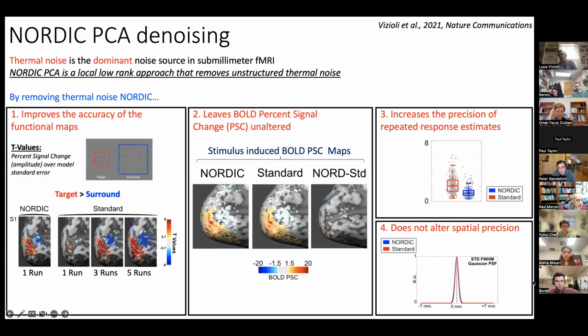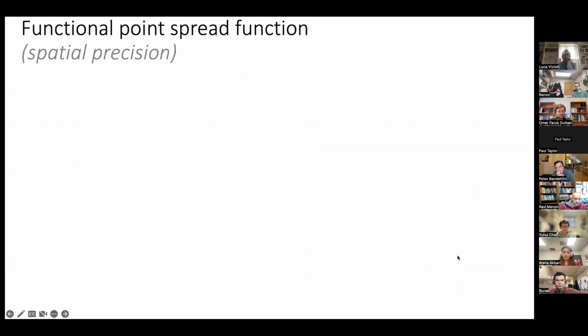And the last point, which to us is one of the most important points, we wanted to make sure that Nordic does not alter the functional precision of our maps. Obviously, we're literally jumping through hoops to get higher and higher spatial resolution data. And if we had to trade these gains in resolution to deal with thermal noise, we'd be shooting ourselves in the foot. We know that there are very efficient ways of dealing with thermal noise that do lead to significant blurring in our spatial precision. Smoothing is one such example. And so we want to make sure that there's no actual smoothing introduced by Nordic.